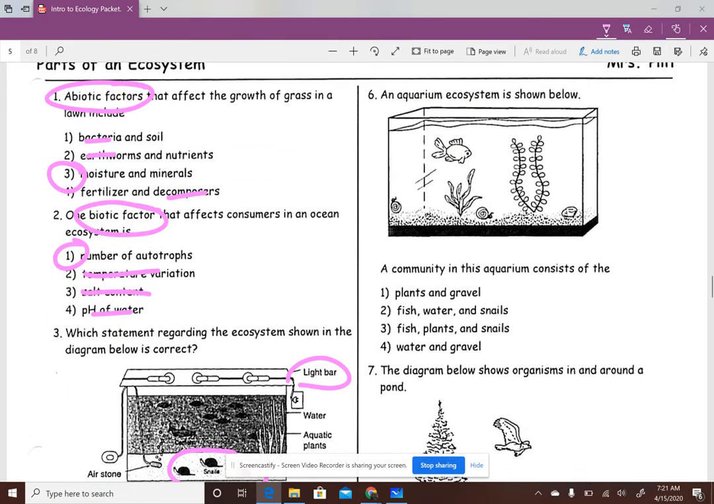Number 6, again, we have our ecosystem, and they're saying a community. Again, a community is all of the living things in the ecosystem. It doesn't have any abiotic factors, so you can get rid of gravel, water, and 4, which would leave us with choice number 3.